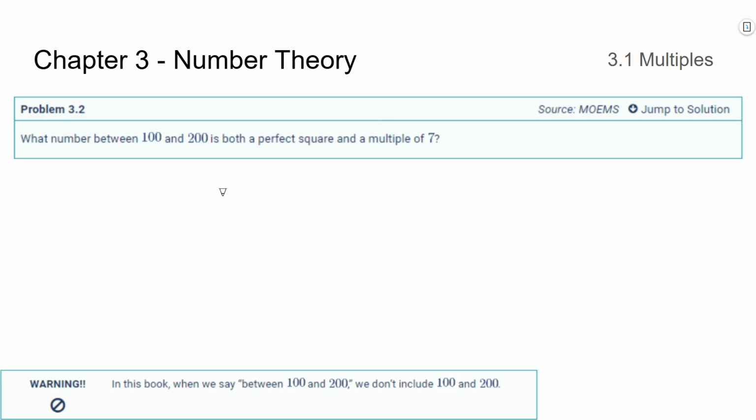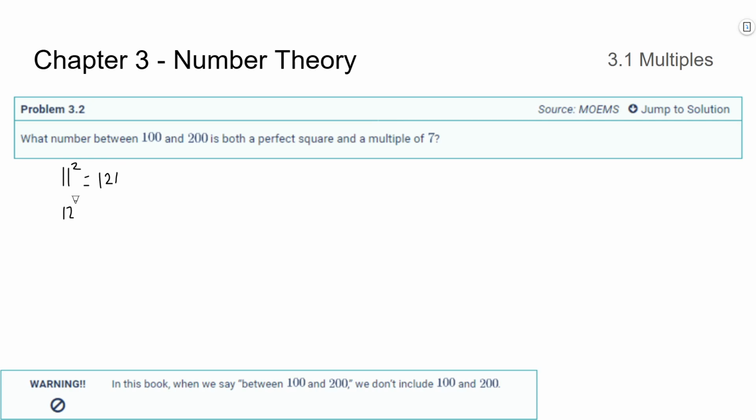What number between 100 and 200 is both a perfect square and a multiple of 7? All right, so there is a warning also. When it says between 100 and 200, that will, in this book, not include the numbers on the outside. So in this case, it will not include 100 and 200. So 10 squared we'll throw out because that would be 100. So let's see, 11 squared would be 121.